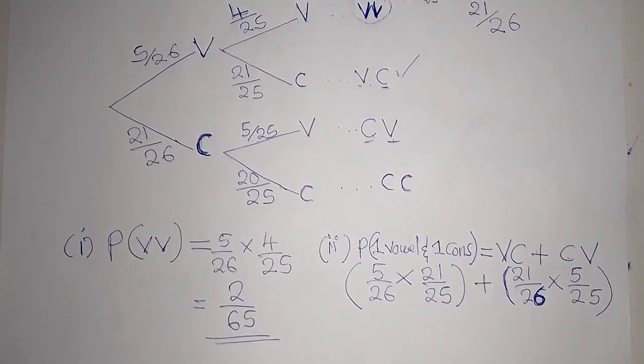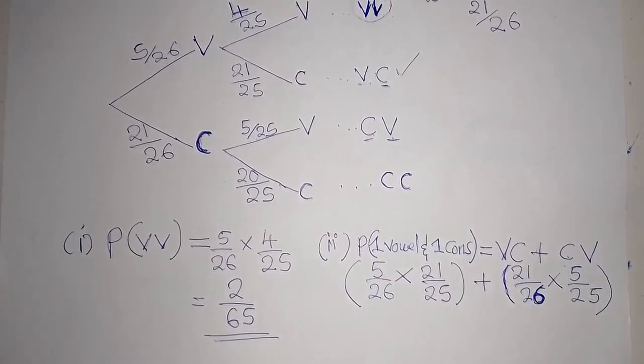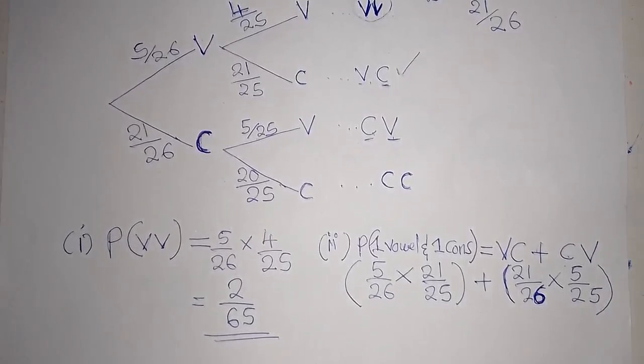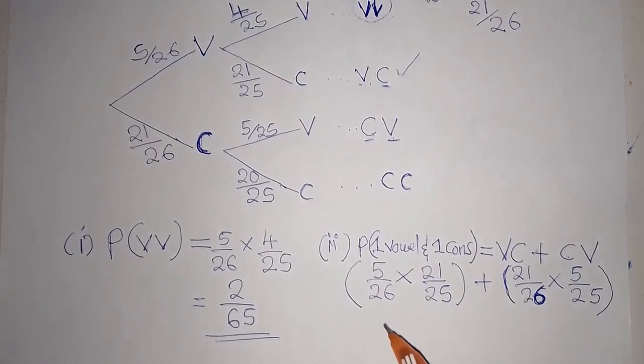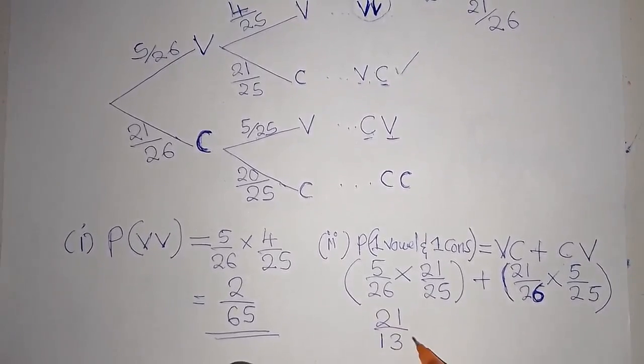So I multiply this one on my calculator. I say 5 over 26 times 21 over 25. What am I getting? 21 over 130. This will be my answer.